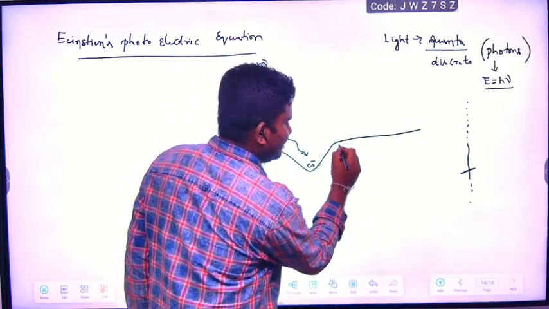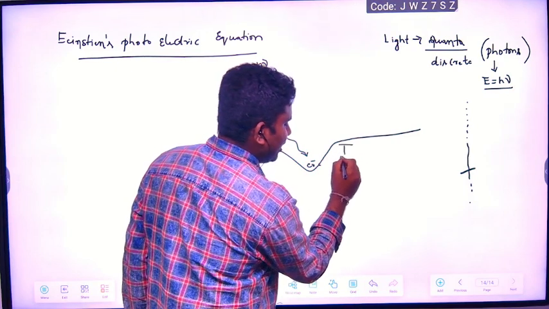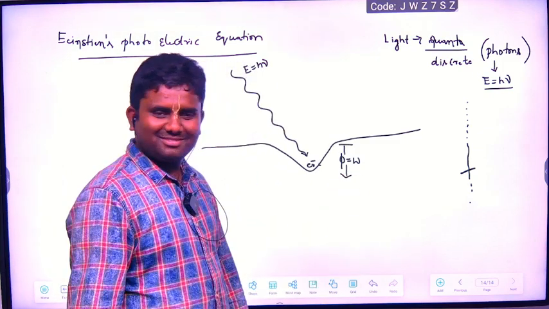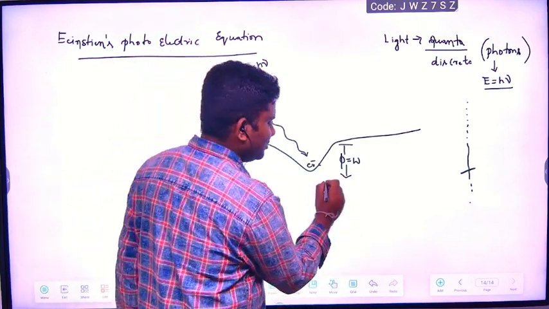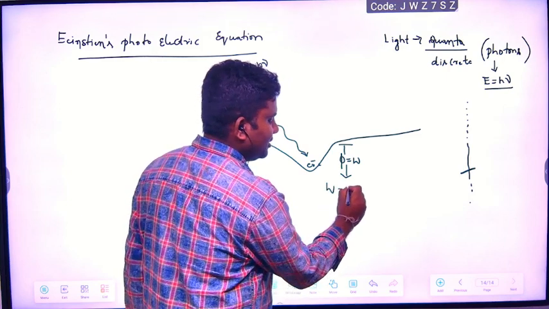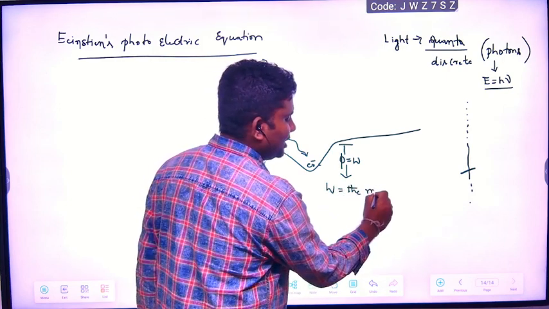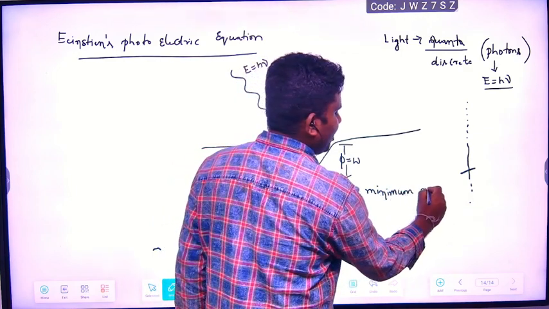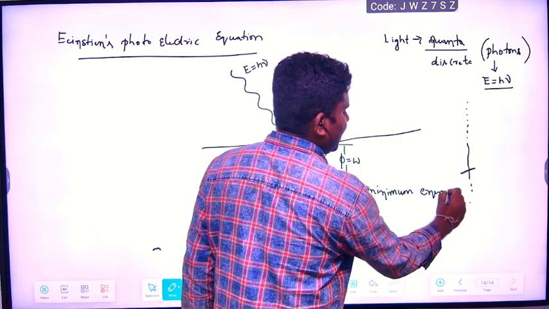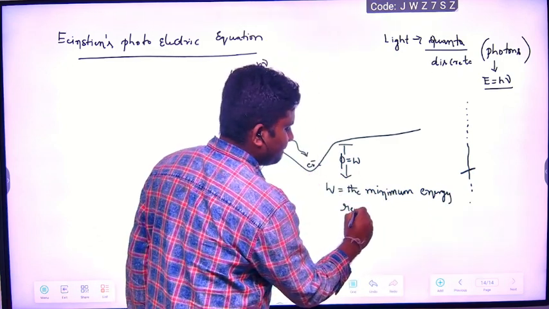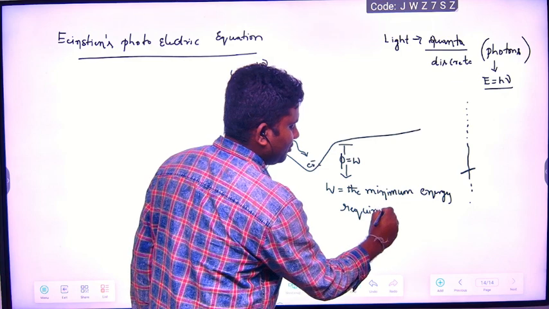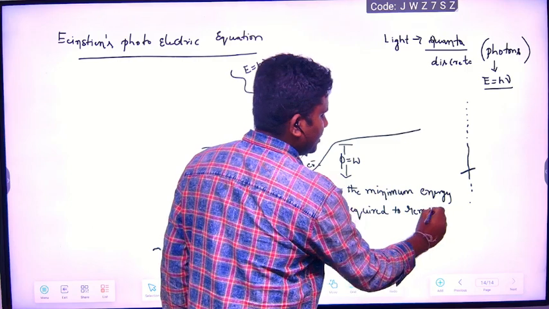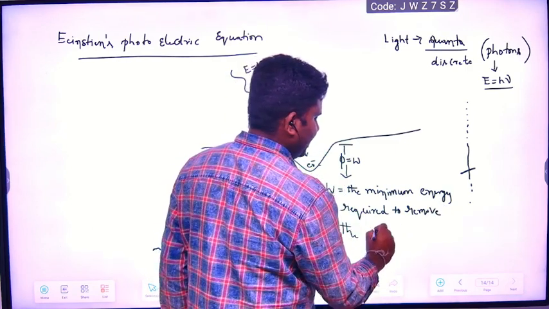And you see, this region is there, no? This is what we call work function. You can write W or phi. What is work function? Work function is the minimum energy required to remove the electron from the metal surface.